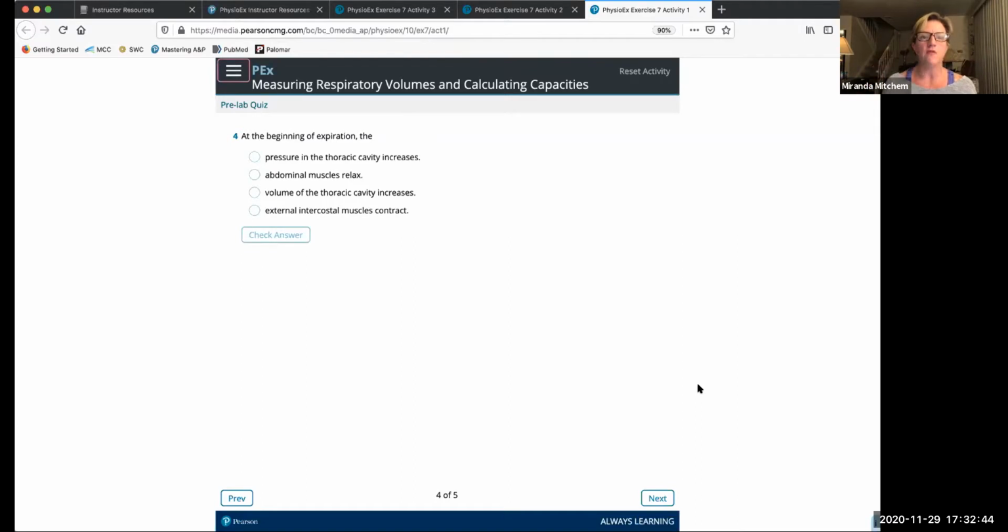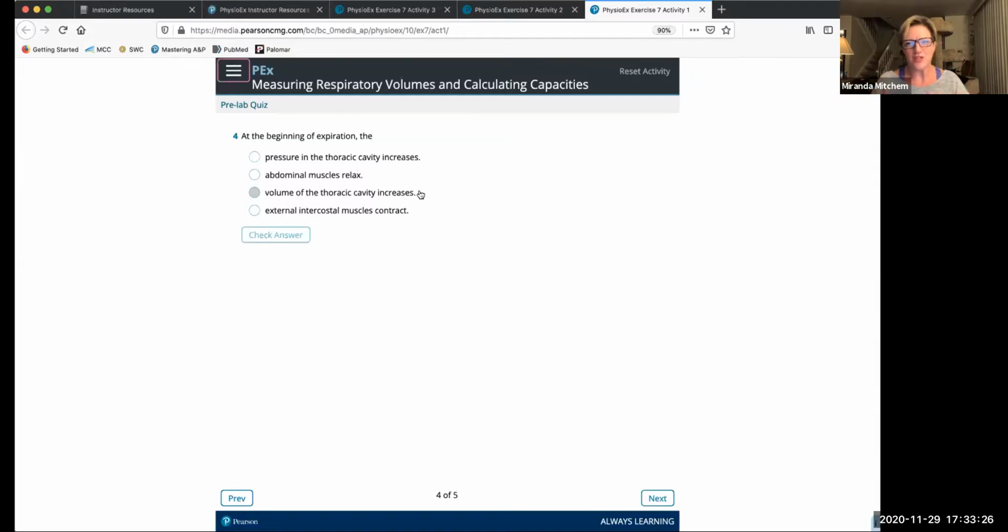Okay, at the beginning of expiration, the pressure in the thoracic cavity increases, the abdominal muscles relax, the volume of the thoracic cavity increases, or the external intercostal muscles contract. Well, it's not this last one because the external intercostals are associated with inspiration, so we can eliminate that. Abdominal muscles relaxing doesn't even make sense. We need to know which muscles we're talking about, so we can eliminate that choice. So we're left with pressure in the thoracic cavity increasing, or the volume of the thoracic cavity increasing.